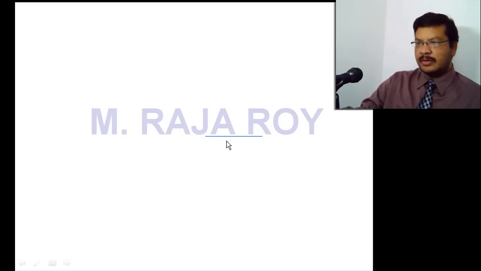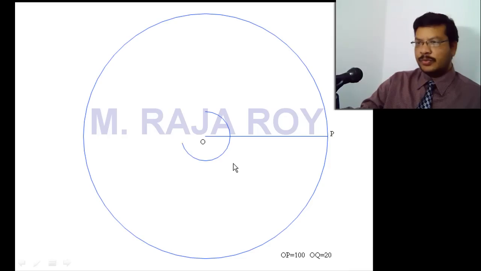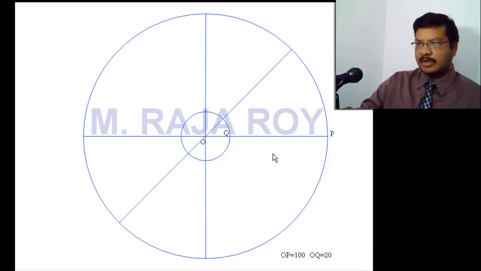So here, assume that OP is the total length of the line, that is the greatest radius of the circle, and OQ will be the least radius. With OP and OQ as radii, you draw two concentric circles as shown here. Now divide these two circles into some number of equal parts. Let us assume in this case 8 parts.